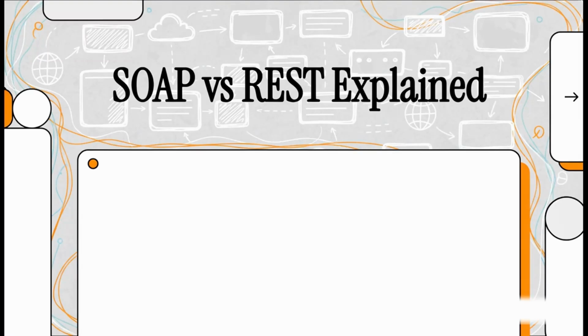Hey, welcome. Today, we're going to break down a really important concept in the tech world, how different apps actually talk to each other over the internet. It's kind of like this secret magic that makes our digital lives work. And we're about to show you exactly how it's done by looking at two major players, SOAP and REST.